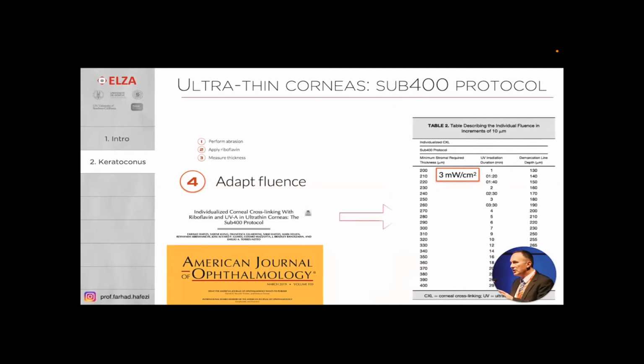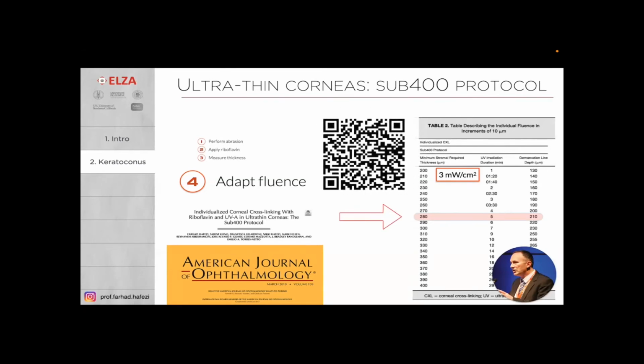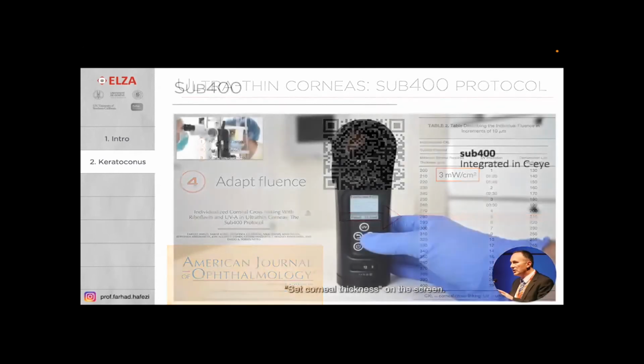So if you have, let's say, a cornea that is 280 micron thin stromal thickness, then you know that you need this many minutes at 3 milliwatts to reach a depth of 210 micron for the demarcation line. You can download a preprint of this article free of charge via our foundation's website. And as I mentioned, the sub 400 protocol is fully integrated into the CI device.